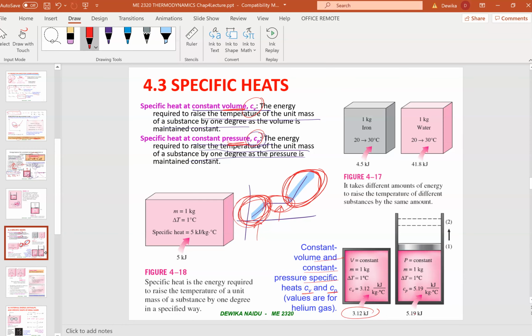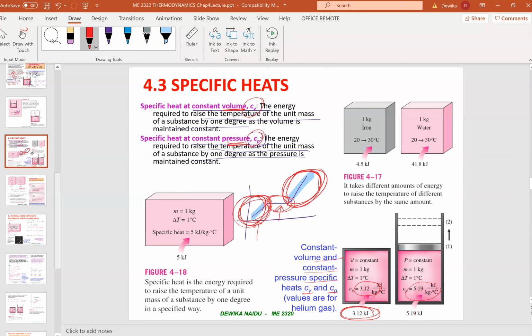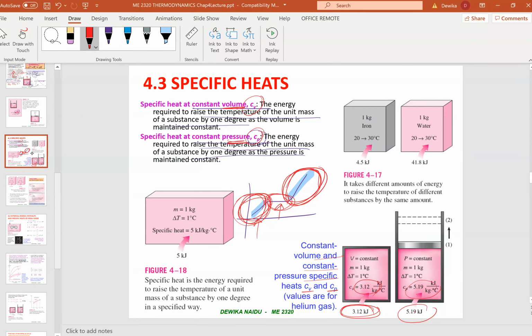Now I'm going to go back here. Now you can understand why this is 3.12 and this is 5.19. Cp is always greater than Cv. Because you look at the formula, it makes sense, right?